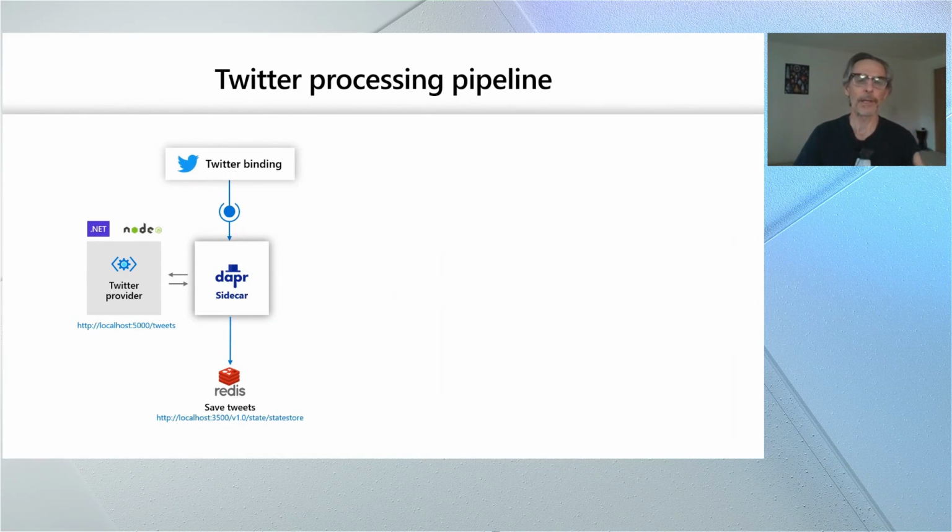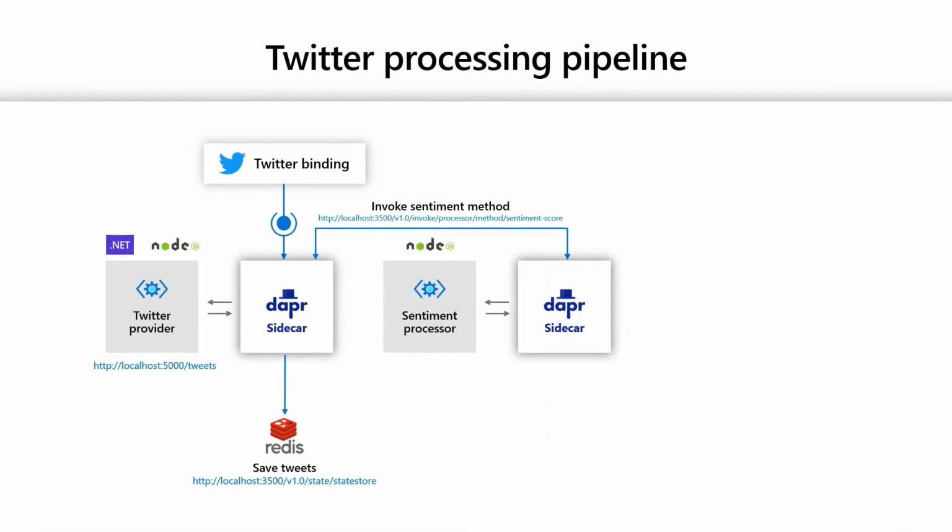Let's go back to our Twitter application and extend it a little bit further. We're going to do two things. First, we're going to add a second service called the Sentiment Processor service. Now, this service calls out onto Azure Cognitive Services, and I called it directly from my Twitter provider service using the Dapr building block, and I call onto the Sentiment Score service on the Sentiment Processor.